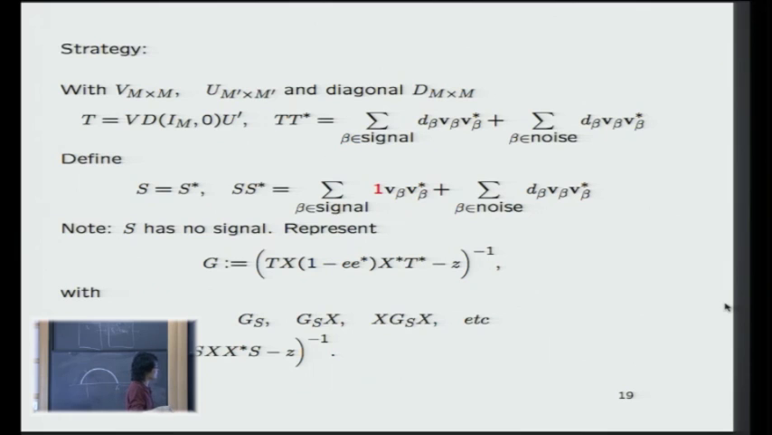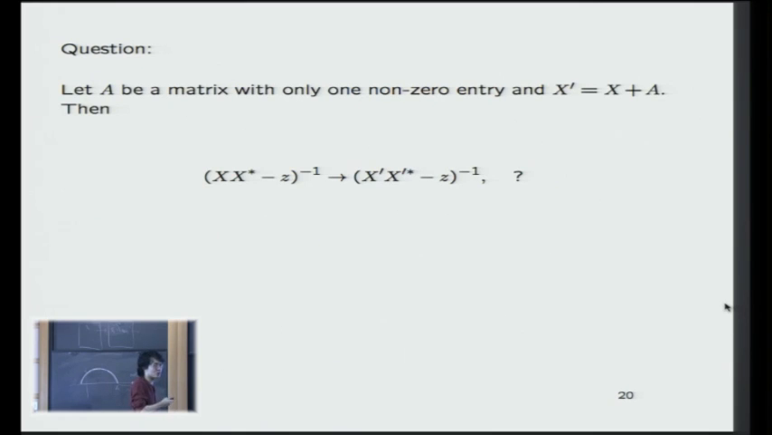This one has big signals and this one has no big signals. It's relatively normal, but it's really not trivial. It's very complicated for many reasons. The first reason is it's not easy to find the relation between these two resolvents. For example, you have x and its resolvent, and you have x prime, which is x plus A, where A is a matrix with only one non-zero entry. What's the relation between the resolvents of these two? I have no idea. If you have an idea, I really appreciate it. I have tried this for at least 2 years.